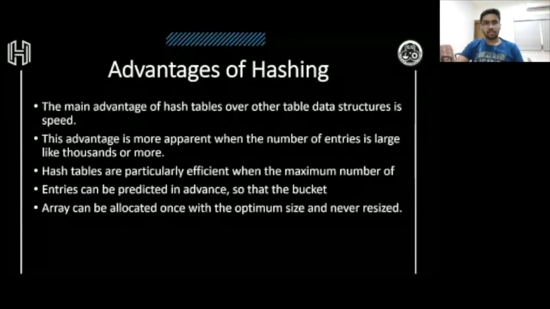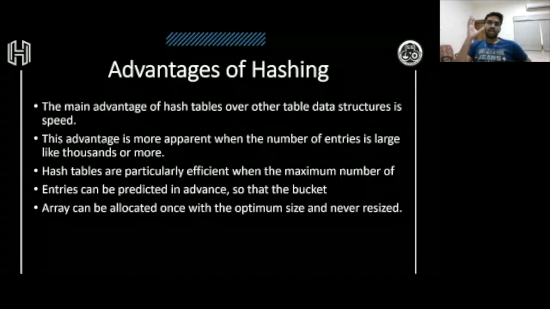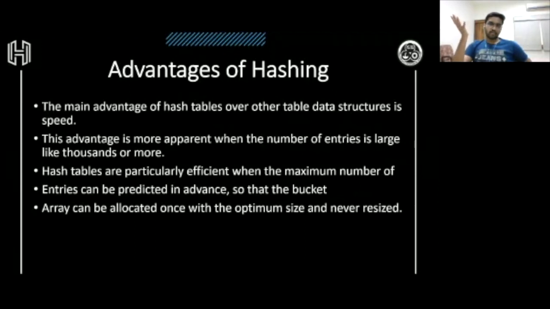Advantages of using hashing. The main advantage of using hash tables over other data structures is speed. This advantage is more apparent when the number of entries is large, like thousands, lakhs, or something that we see in real life. Hash tables are particularly efficient when the maximum number of entries can be predicted in advance. Suppose you take the example of IRCTC: you know the number of seats that are going to be available for a particular train or in a particular class, sleeper, third AC or second AC. In that case, hashing is very fast and very helpful.